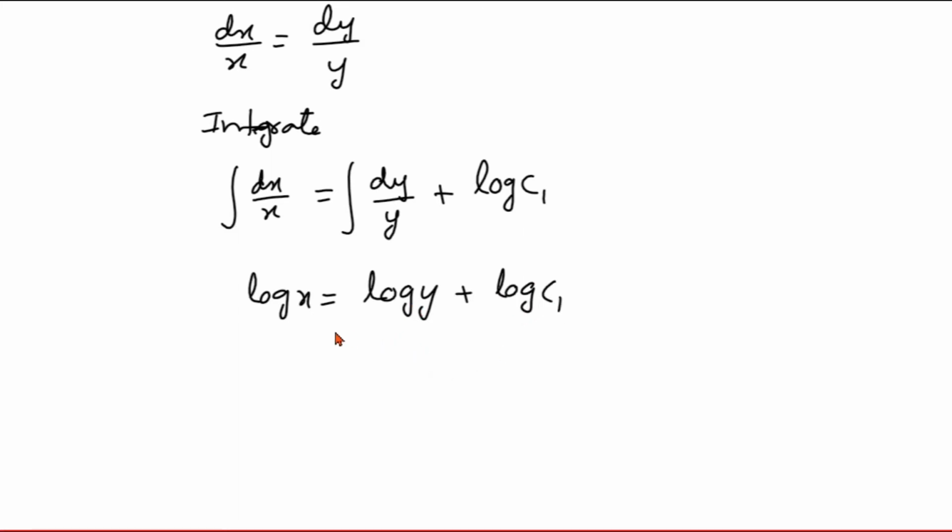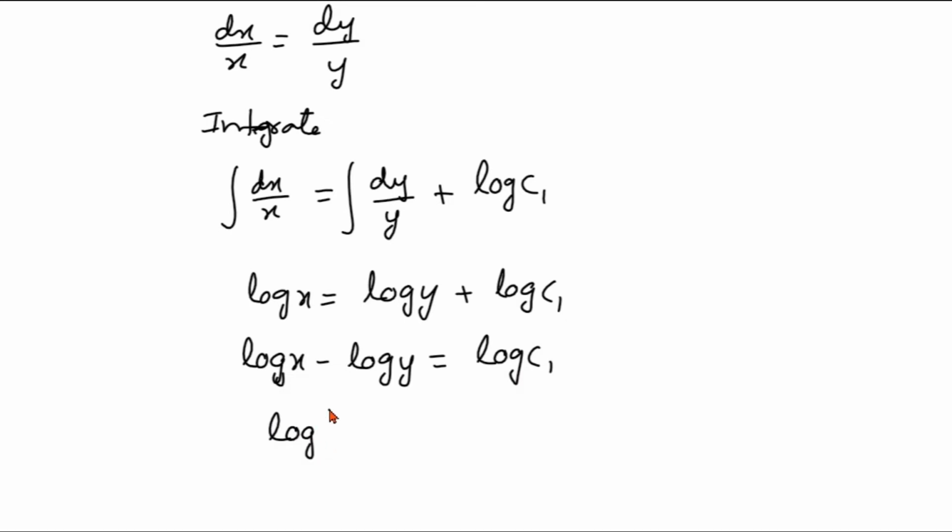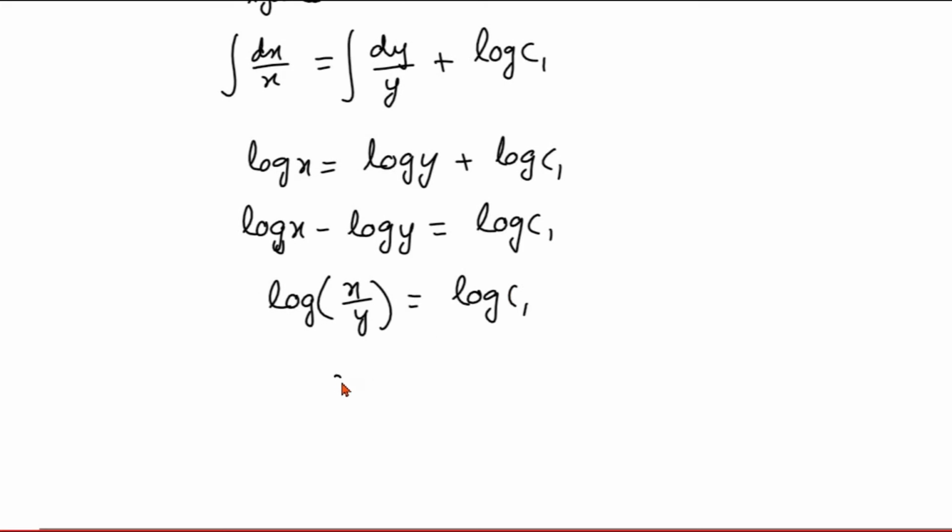So I'll send this log y to the left hand side. I'll be getting log of x minus log of y is equal to, on the right hand side, the constant, I'll keep it as it is, log of c1. This is in the form of log m minus log n, which will be log of m by n. It will be log of x by y is equal to log of c1. Now log on both sides will vanish. You'll just be getting x by y is equal to c1. First solution.